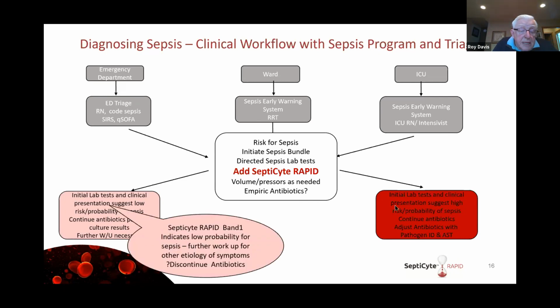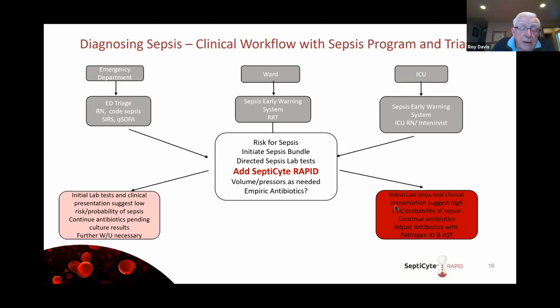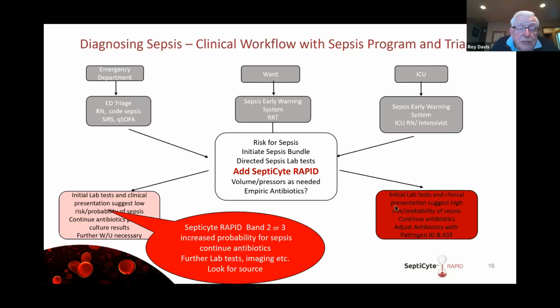For example, in the group that had a low initial lab test suggesting low risk of sepsis, if this Septicite Rapid test comes back with band 1, that would confirm that initial decision and perhaps initiate further workup for etiology of symptoms and perhaps discontinue antibiotics. But should that patient come back with a band 2 or 3, that would suggest that this patient has an increased probability of sepsis, and one would either initiate or continue antibiotics, and work up the patient further with imaging, etc., to evaluate for possible source.